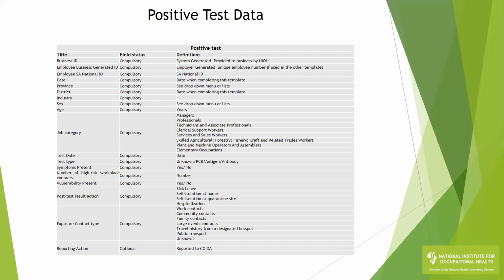Province, district, industry, sex, and age are all compulsory fields. And then job category, this is compulsory. If you can think back to the presentation that Dr. Nonhlanhla shared with us earlier, you got to see the projections, actually the reports that we got from her that was published.